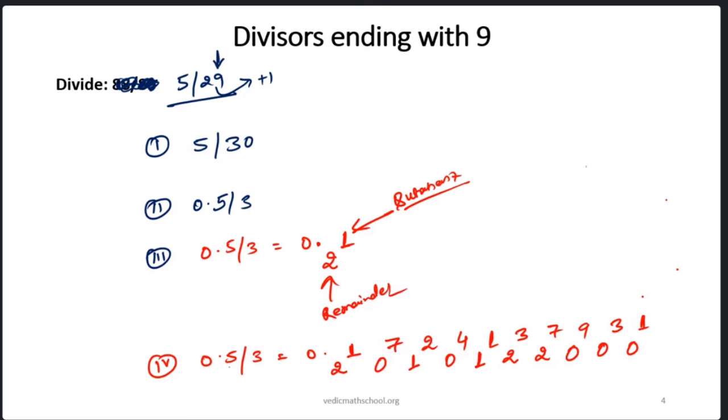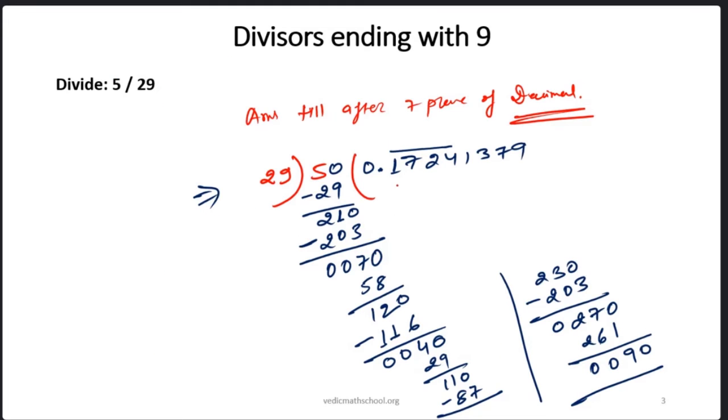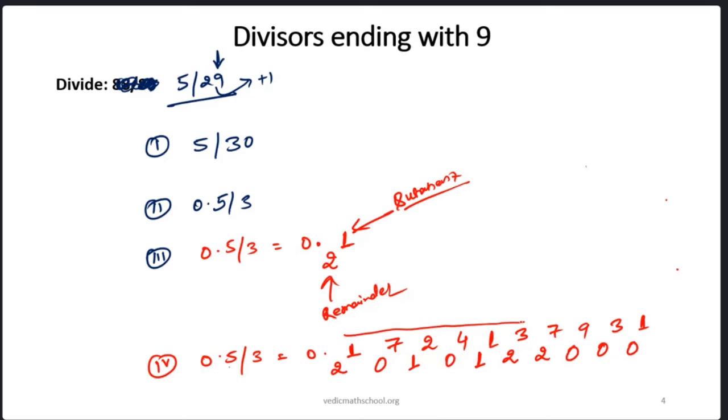Because we have calculated the decimal after how many numbers? 3, 4, 5, 6, 7, 8, 9, 10. You can't believe it? Just look at your answer and look at my answer. Your answer is 17241379. Now look at this, 1724137931. Can you see that?